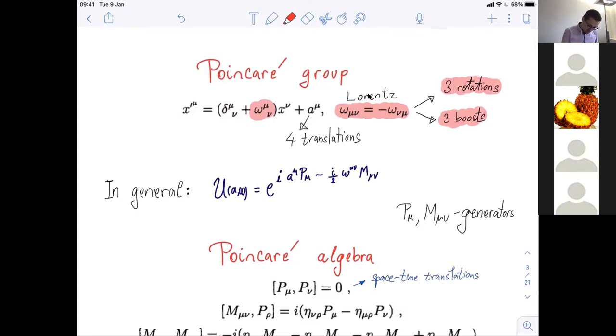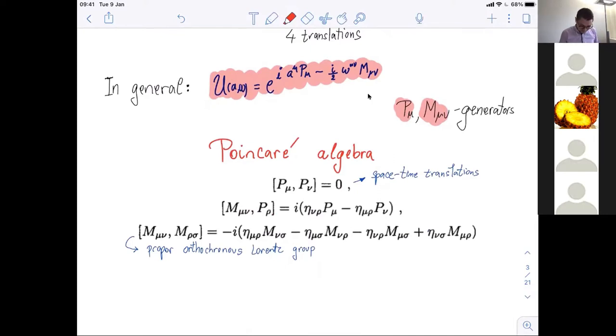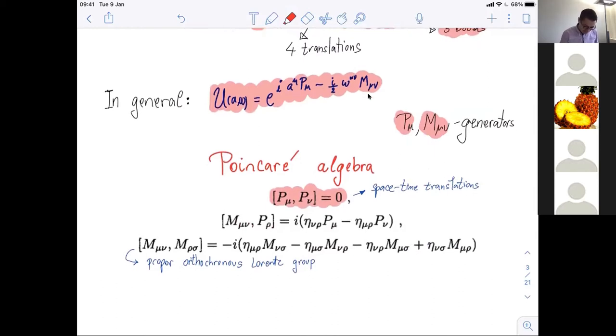And the general transformation is given by this formula, where a^mu and omega^{mu nu} are the continuous parameters which define the group element, and P_mu and M_{mu nu} are the generators of the transformation, elements of the algebra. So how does this algebra look like? It's given here by these three equations. The first one is the commutator of the translations. These are space-time translations, and it's zero.